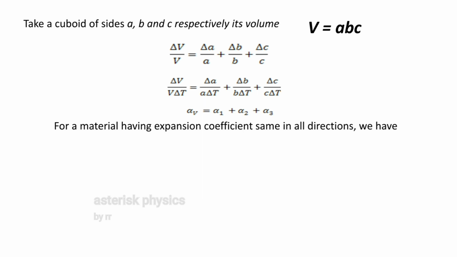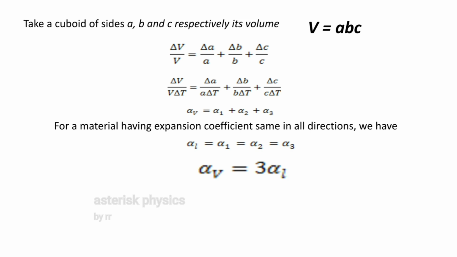For a material having the same expansion coefficient in all directions, we have alpha 1 equals alpha 2 equals alpha 3, say equal to alpha L. So substituting this condition in the above equation, we have alpha V equal to 3 times alpha L. That is, the coefficient of volume expansion is thrice the coefficient of linear expansion.